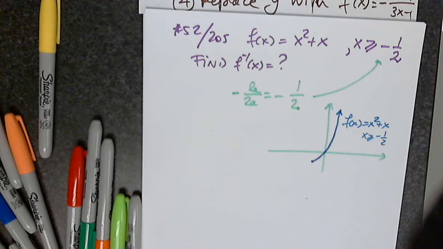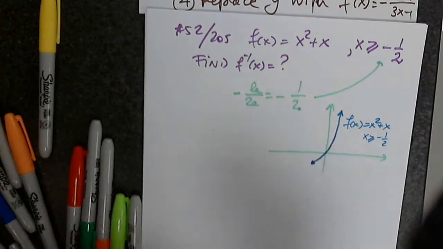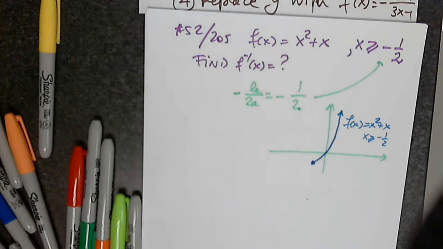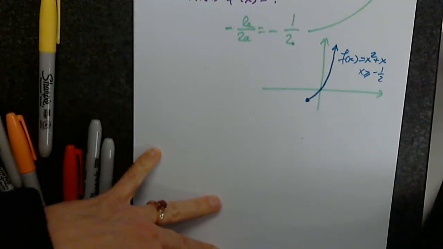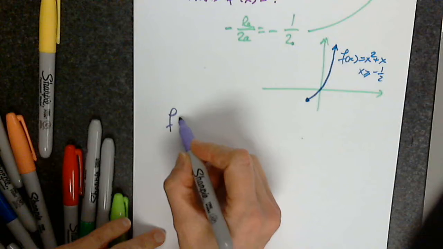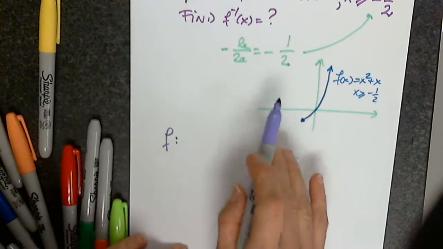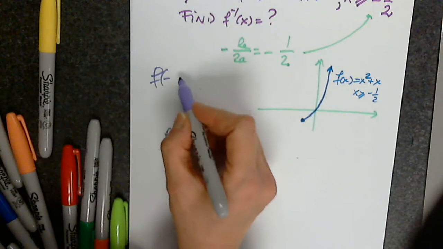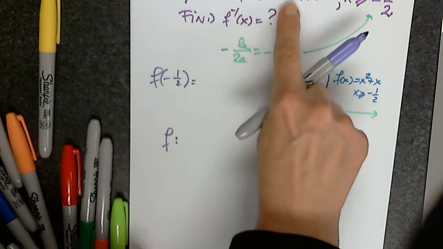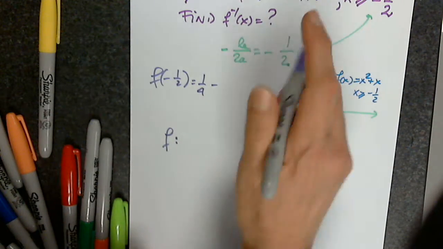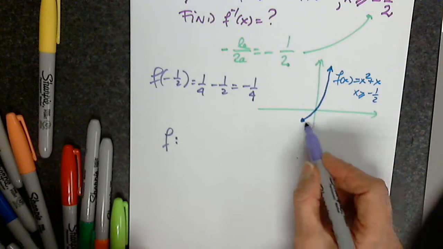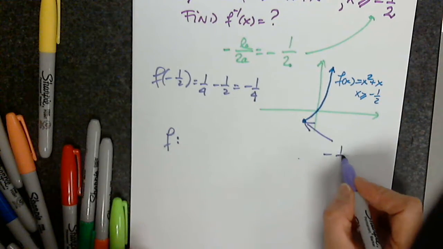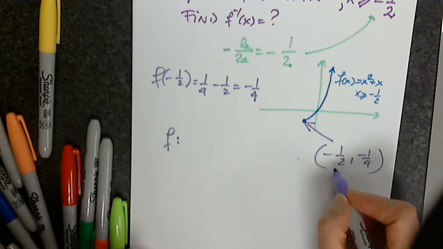Is this one-to-one? Yes. And this is the vertex. Okay, so can anyone give me the domain and range? I calculated this, so I just plugged it in. So let me show you here. Negative 1/2 squared is 1/4, but minus 1/2 makes it negative 1/4. So the vertex is negative 1/2 comma negative 1/4.